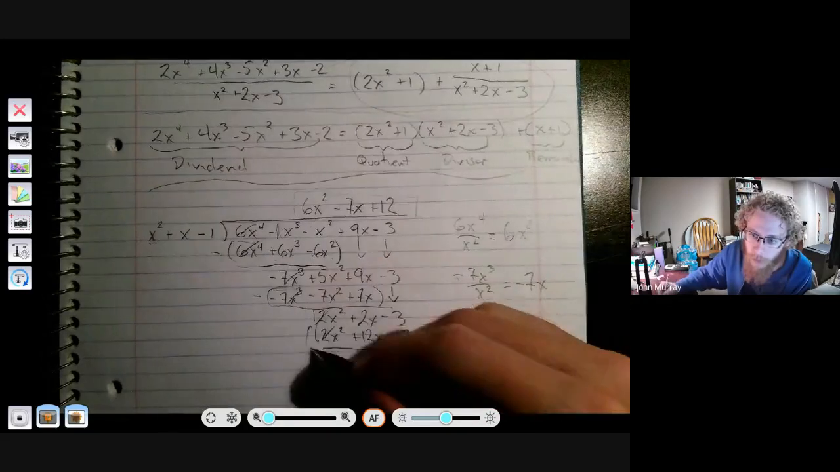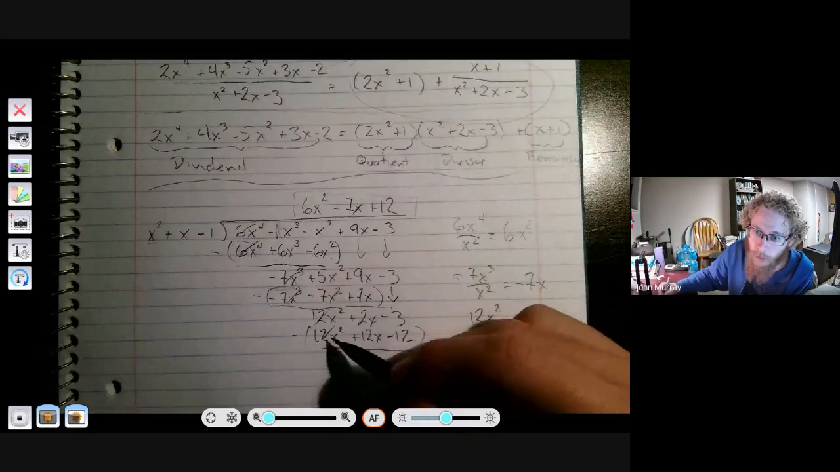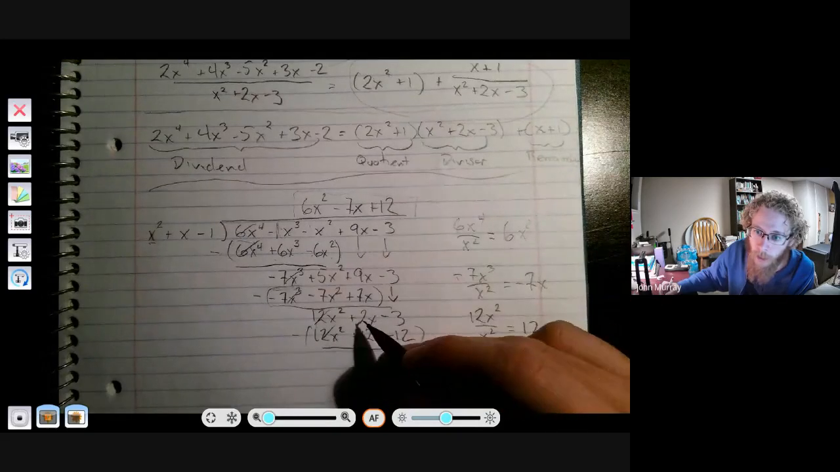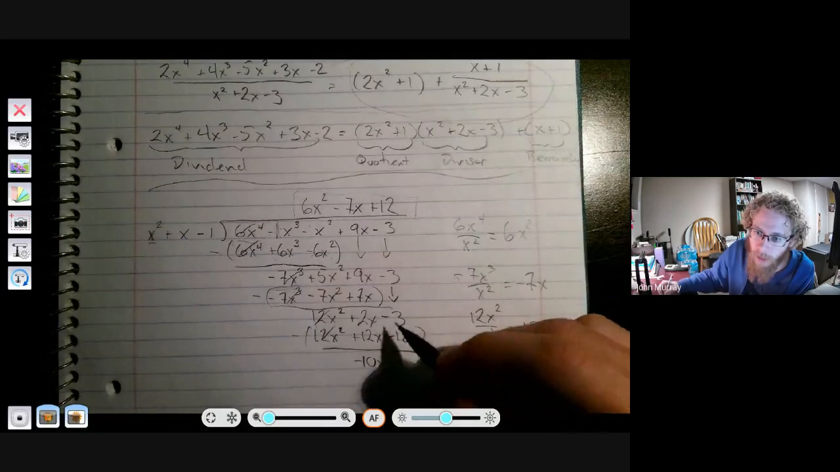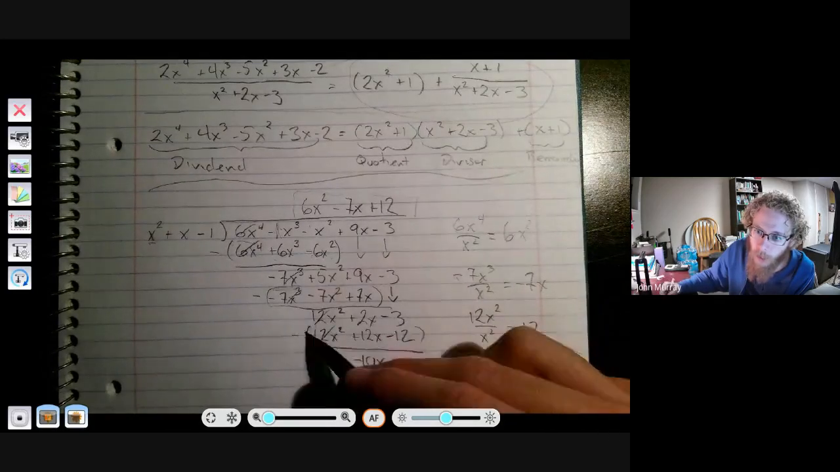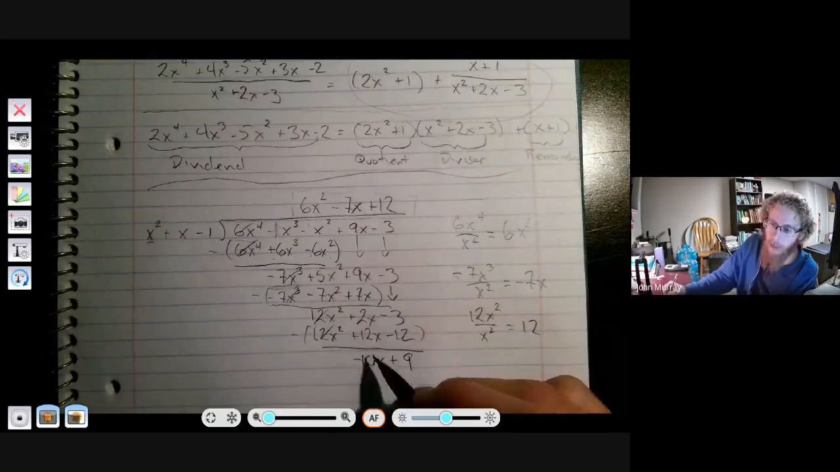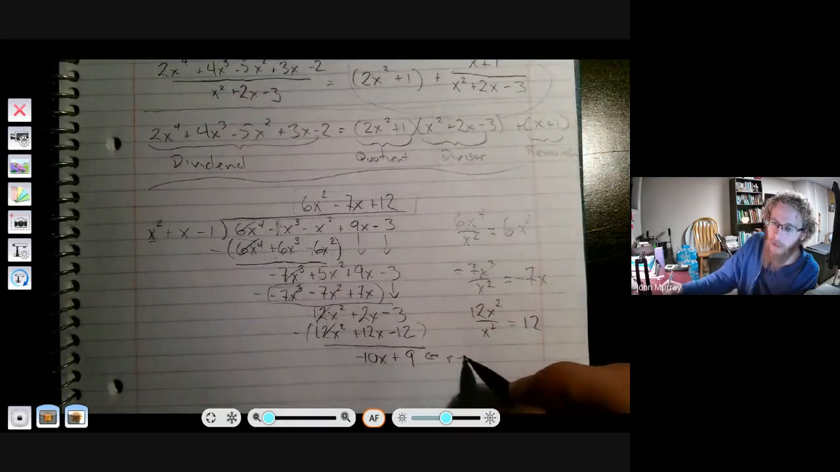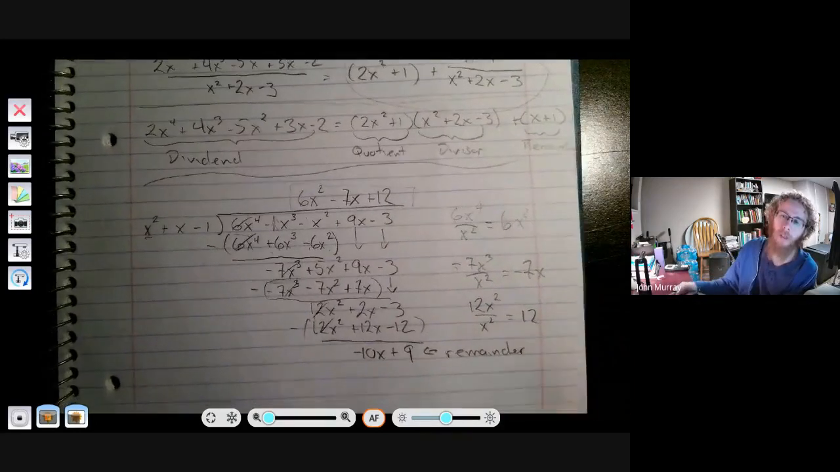We're subtracting 12x squared minus 12x squared. They're gone. 2x minus 12x is negative 10x. Negative 3 minus negative 12 will be a positive 9. Okay, this is our remainder.